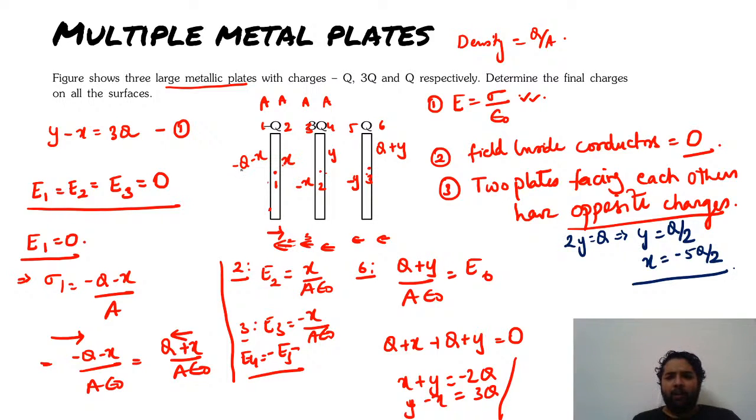So we can calculate it now. Directly we will get minus q minus x, which is minus q plus 5q by 2, which will come out to be 3q by 2. This side it is 3q by 2. And here by the same logic we will get minus 5q by 2. Similarly on this it will be 5q by 2, and here you will get q by 2, and here you will get minus q by 2, and here you will get 3q by 2. So this is the solution, guys.